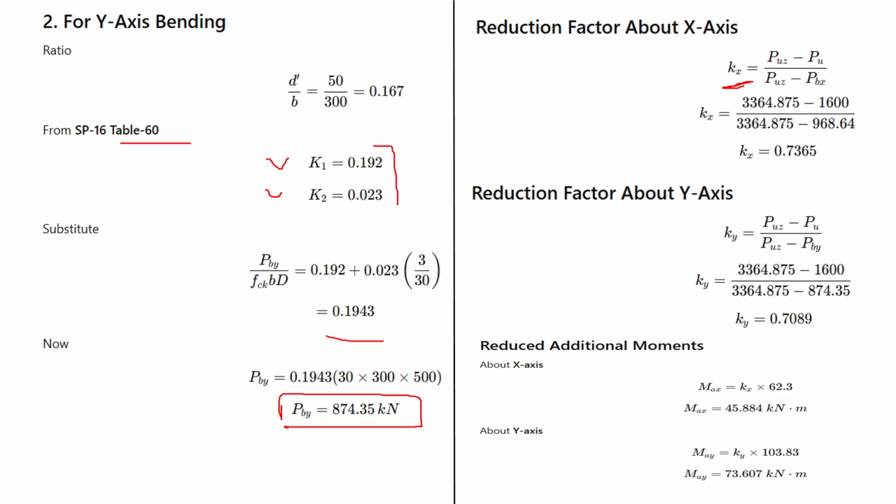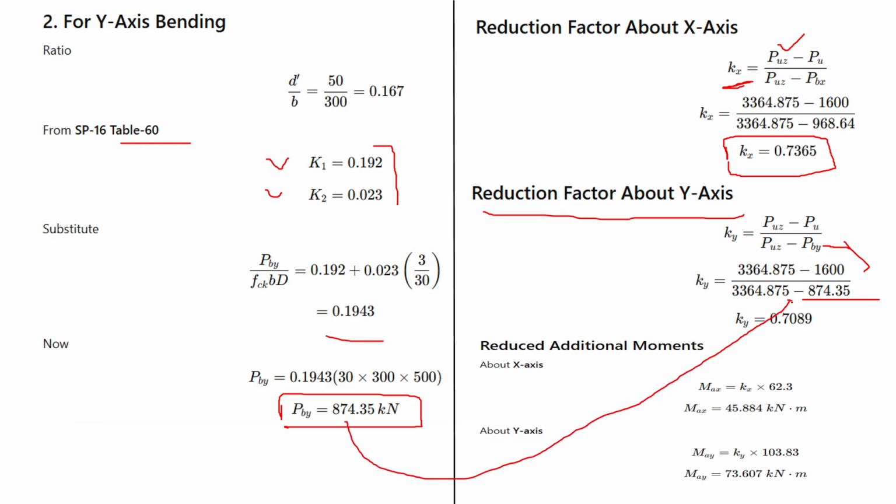Reduction factor about the x axis, kx, you just have to put the value. PUZ you have to use the formula, and PU is also 1600. About PBX, whatever value you have got, 968.6 about the x-axis, reduction factor about the x-axis you have to put here, and the kx value you are getting is 0.7365. Reduction factor about the y-axis, again the same thing, but only the change here is the PBY. PBY you have to put, you are getting ky.